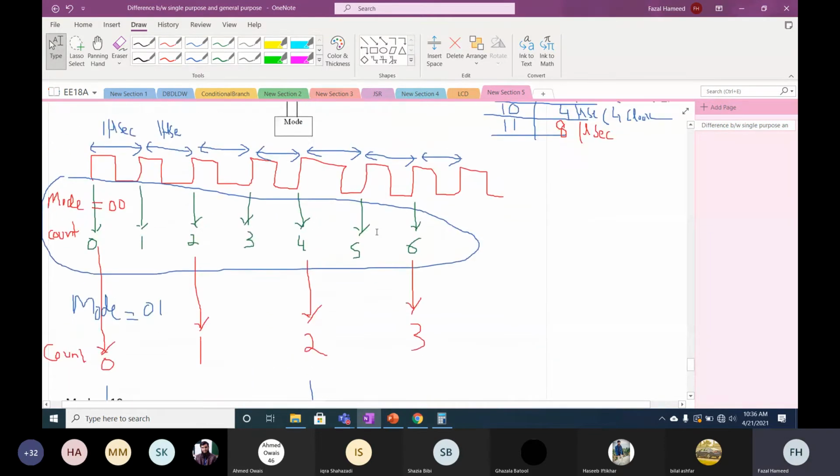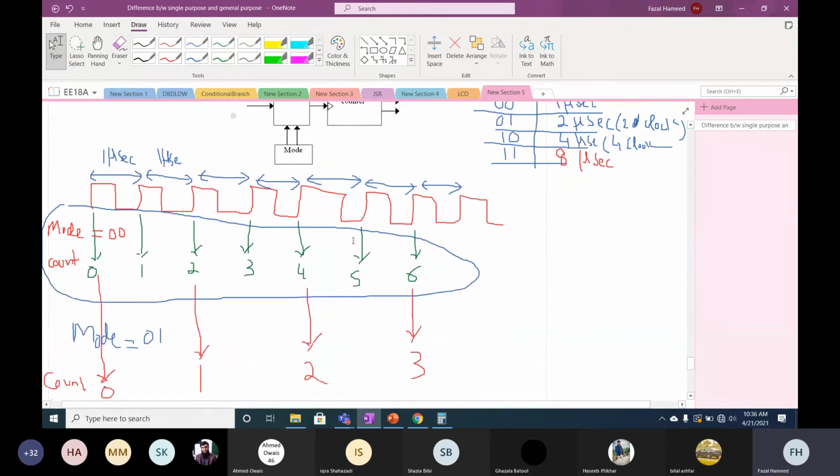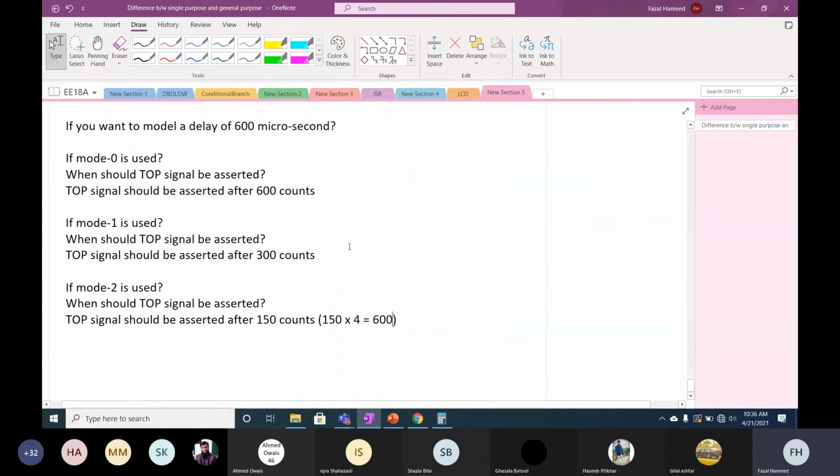Actually, so now we can increase the range. So it means this implies that we can increase the maximum range of the counter by using a higher mode. Am I right or not? Range of the counter by using a higher mode.